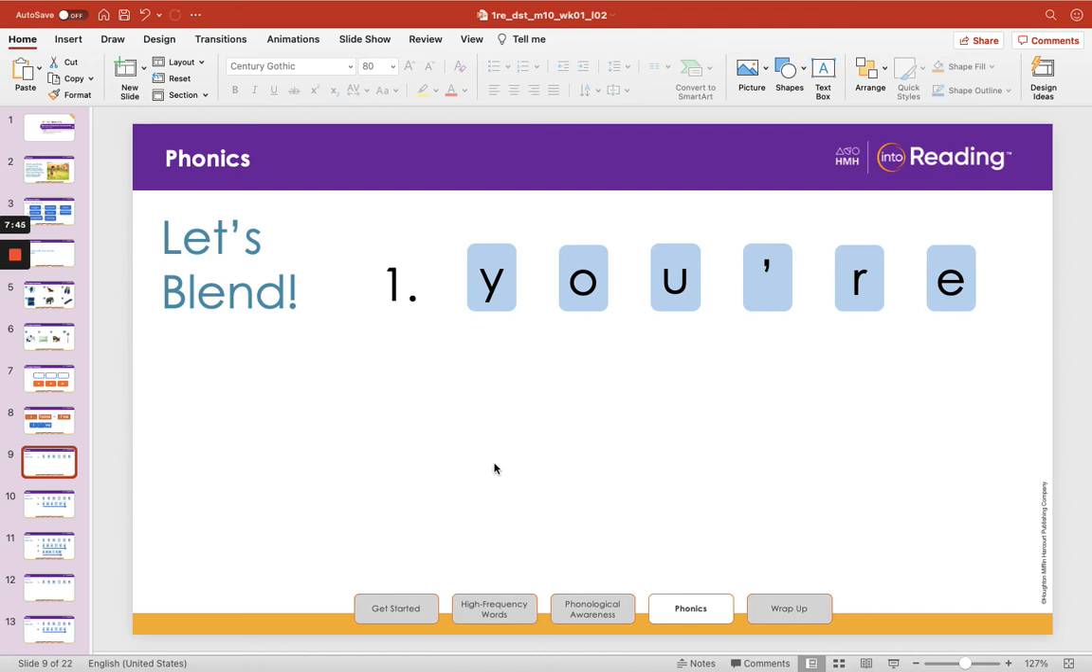So let's practice blending some contractions. We're going to blend the letters in line 1 to read a word. I see the word you. I also see that this word has an apostrophe. The apostrophe followed by the letters R-E tells me that this is a contraction with R. Say the letters and the sounds with me. Y, yeah. O and U stand for the oo. R, and then the E is silent.